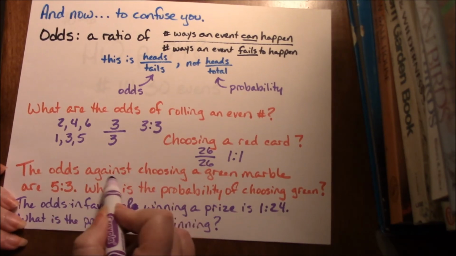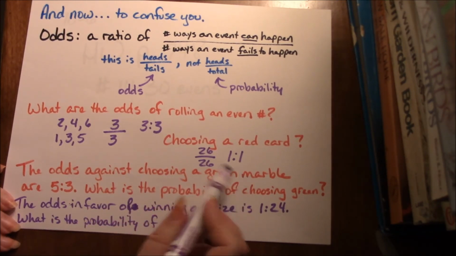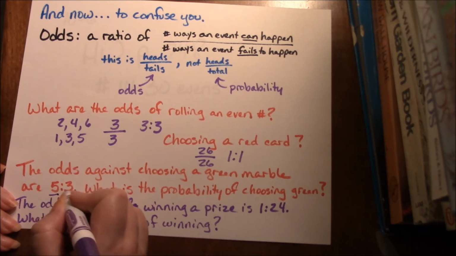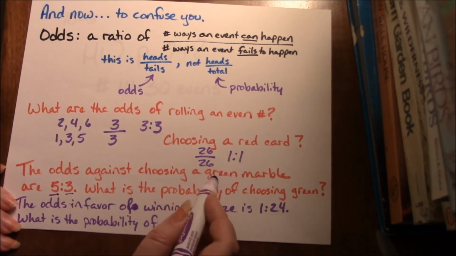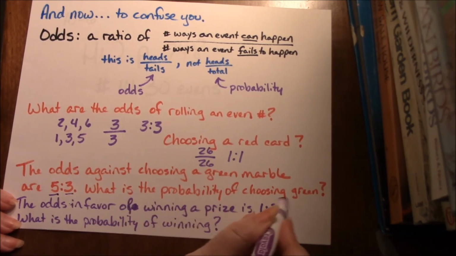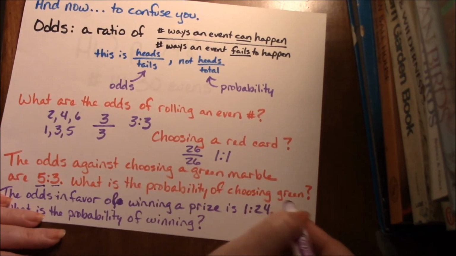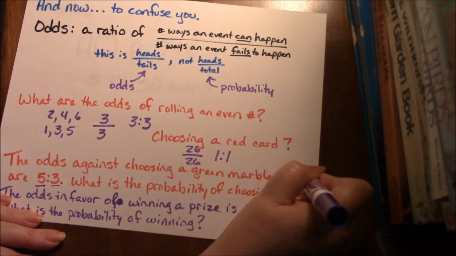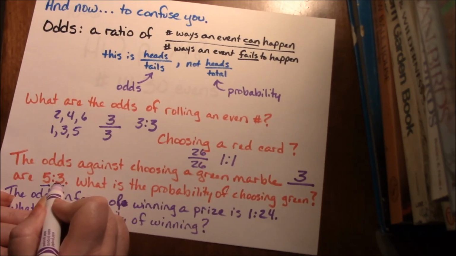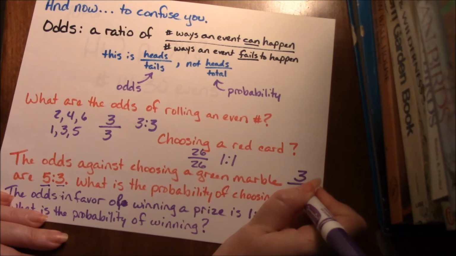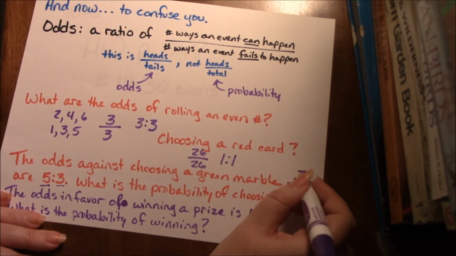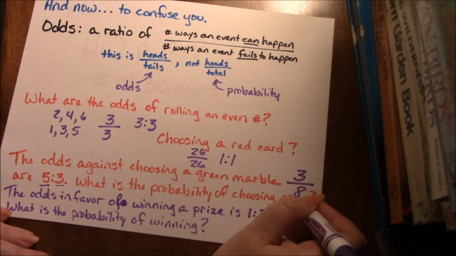The odds against choosing a green marble are 5 to 3. 5 against, 3 for a green marble, which means there are 3 green marbles. What is the probability of choosing green? Well, we know there are 3 green marbles, and then we need the total of marbles, which is the green marbles plus the not green marbles, which means 8. So there's a probability of 3/8, and you would write this in a percentage or a fraction.